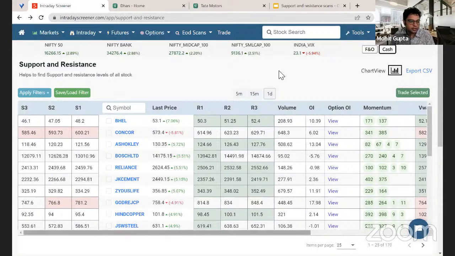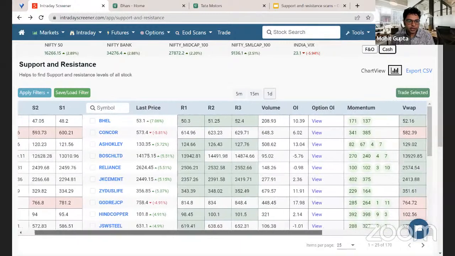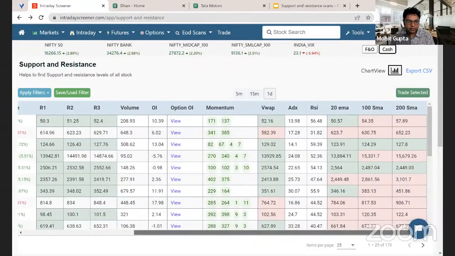Similarly, you can see here there are pivots S1, S2, S3, R1, R2, R3, and then there are the most important support and resistance, VWAP, which is volume weighted average price, and indicators like ADX and RSI, then 20 EMA, 100 SMA, 200 SMA. All these levels are there. You can see whether the stock is above that level, it will be in green, otherwise it will be in the red section, if the stock is below that.